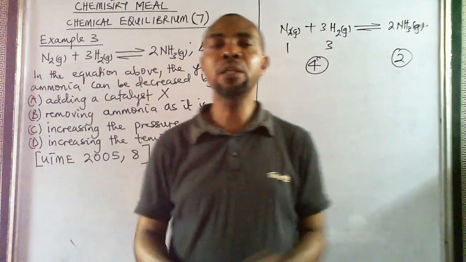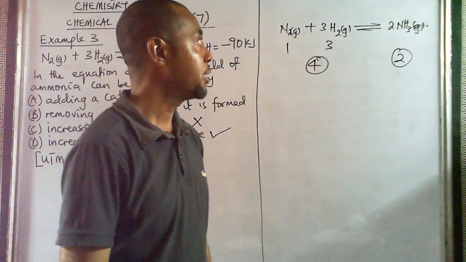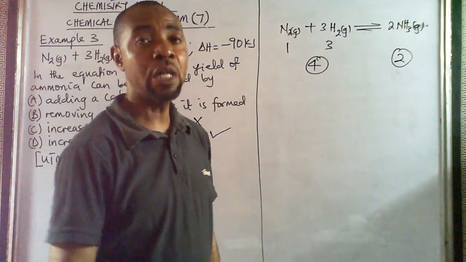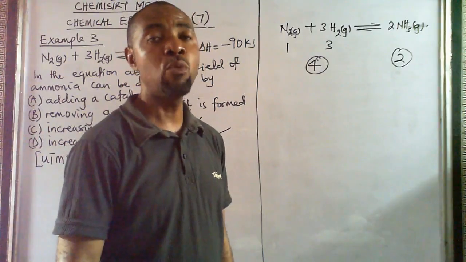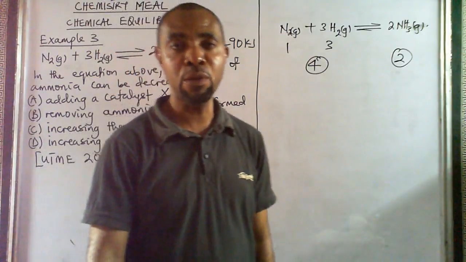So in our subsequent classes, we are going to look at more examples. And after that, we'll now look at the law of mass action by Waage and Guldberg. And from there, we'll now start looking at the concept of equilibrium constant.